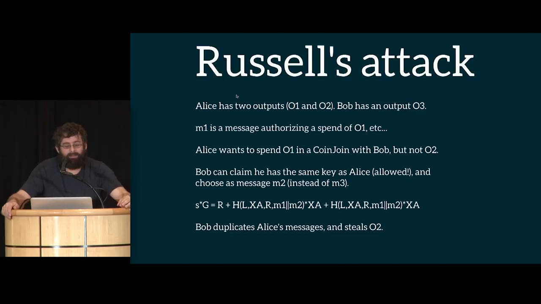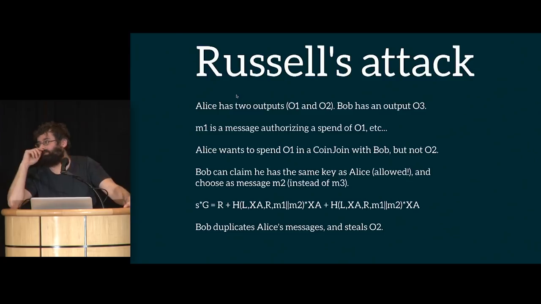So let's assume Alice has two outputs, O1 and O2. Bob has an output, O3. And we assume M1 is the message that authorizes a spend of O1, M2 is the message that authorizes a spend of O2, and so on. Alice wants to spend O1 in a coin join with Bob. So there is some multi-party protocol going on.